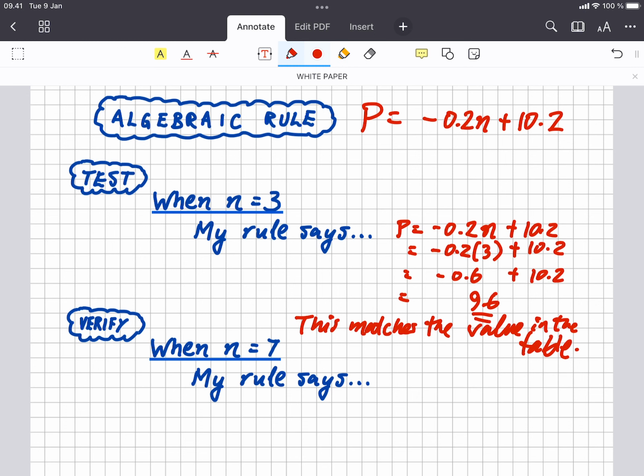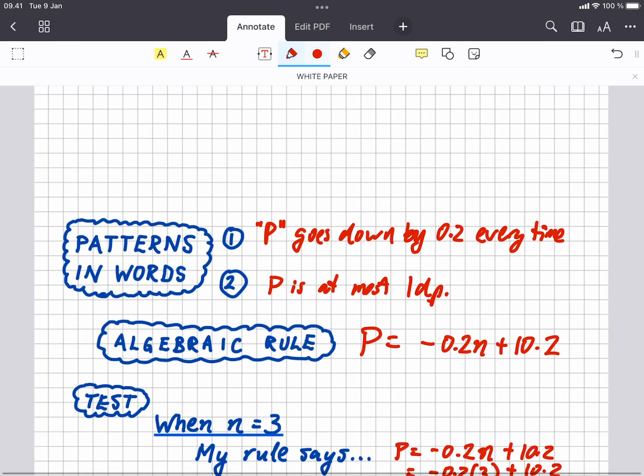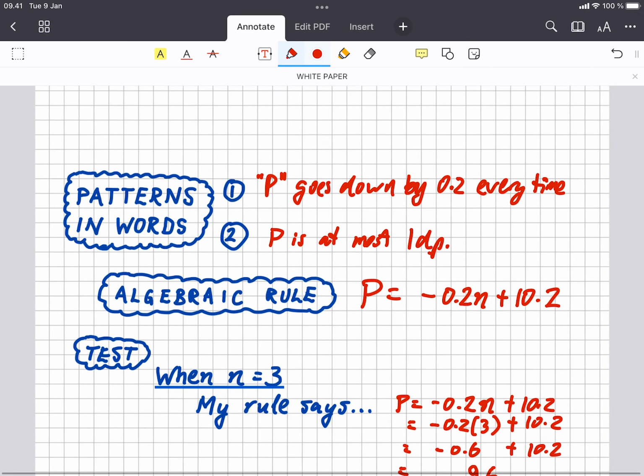Verifying is doing exactly the same thing, just for one of the values higher up in the table where you predicted what the other values in the table should be. Actually, we didn't complete this, did we? So 10, 9.8, 9.6, 9.4, 9.2, 9, 8.8. So we're expecting 8.6. When n equals 7, we're expecting 8.8.